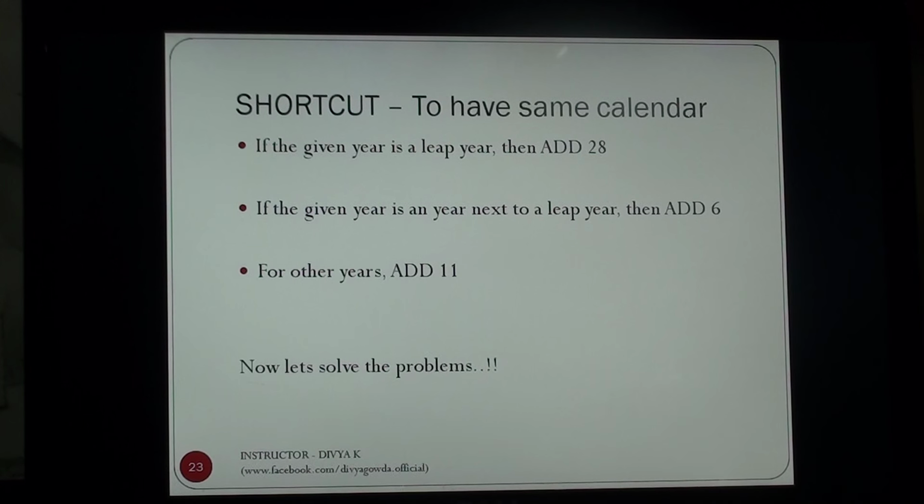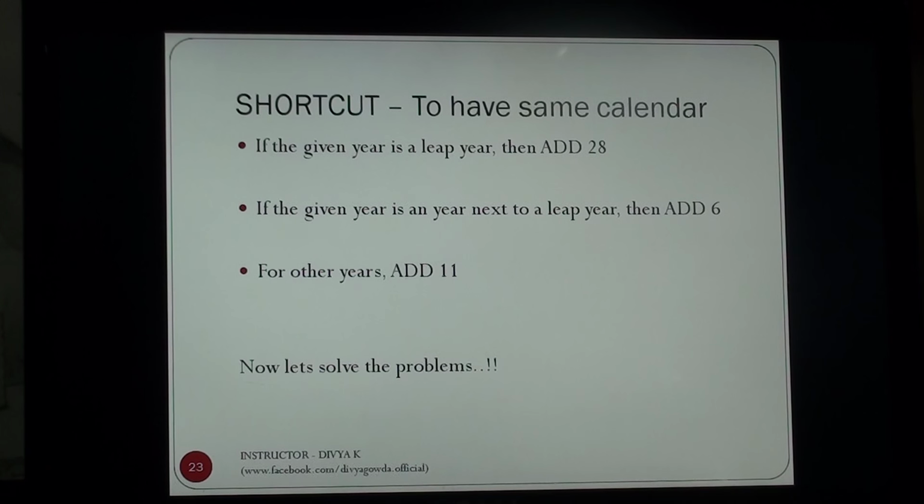And for any other years you just add 11. Any other year category like 2014, 2015, they fall under the other year category. They don't fall under leap year, or year next to leap year. So for such years you just add 11. For example, 2015 falls under the third category. 2015, you add 11 to that, 2026. Now you go to your system and check 2015 and 2026. The calendars would be the same.